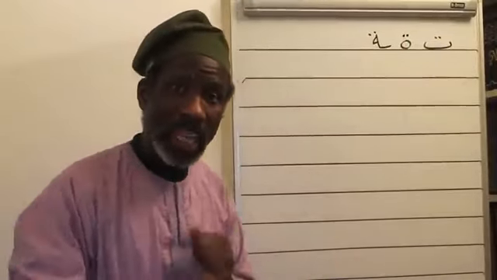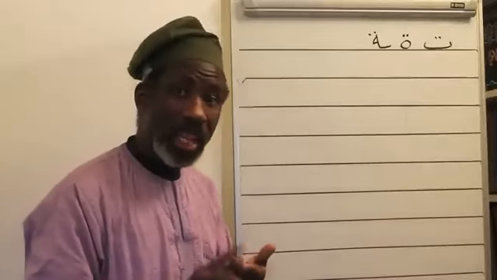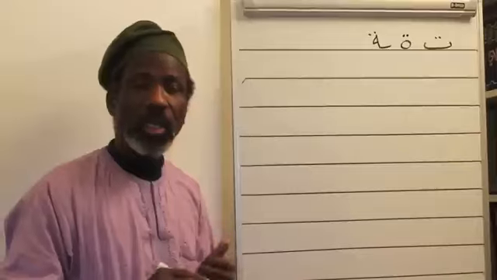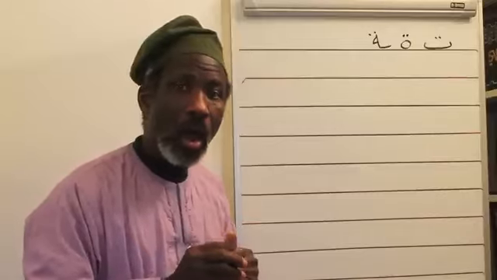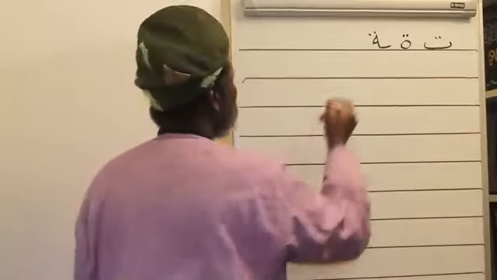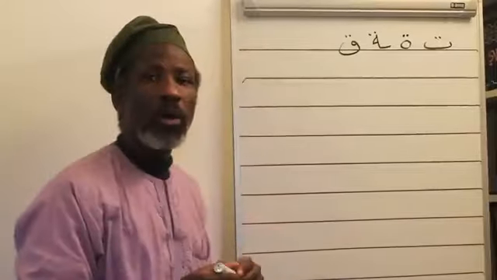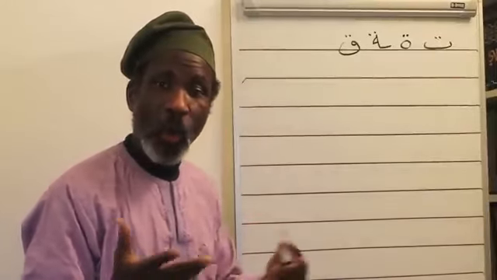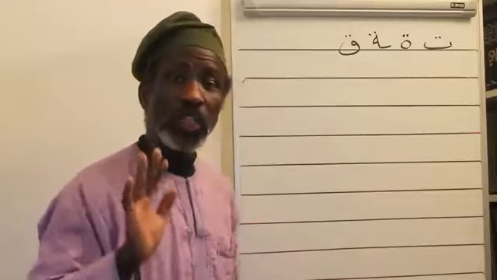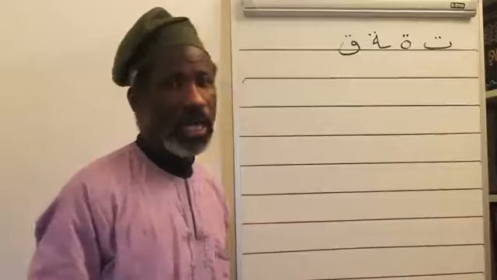Okay, alif, ba, ta, tha, jim, ha, kha, dal, dhal, ra, zain, sin, shin, sod, dod, to, dha, ain, ghain, fa, qaf. That's two dots above. Here we are, qaf, also with two dots. Kaf, lam, mim, nun, ha, waw, ya. So there are only two letters in the Arabic alphabet with two dots above the letter.